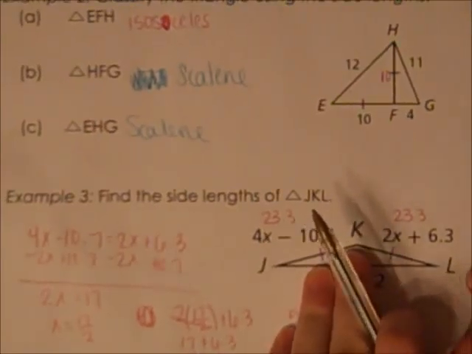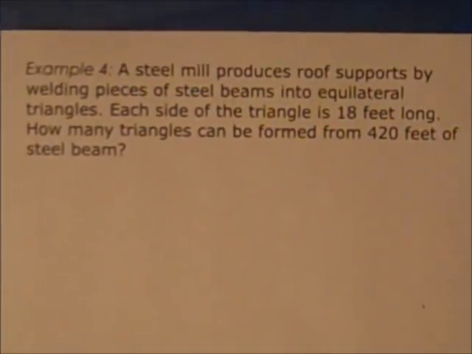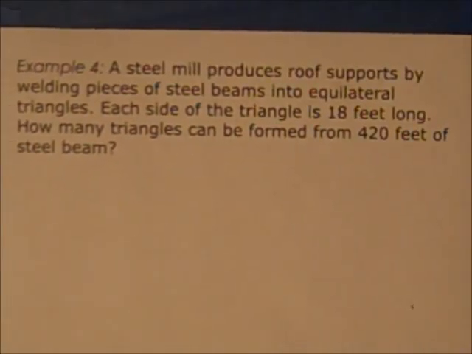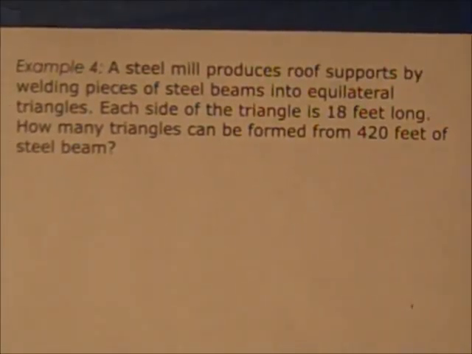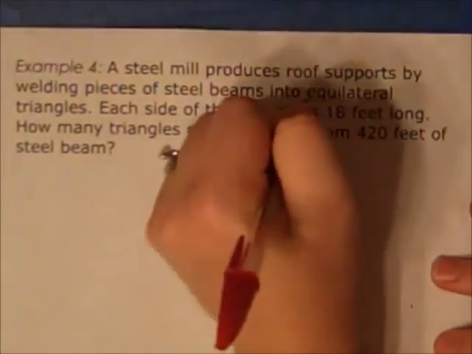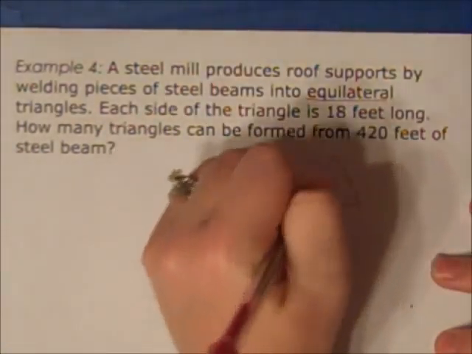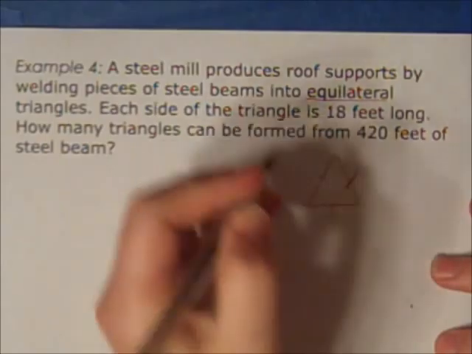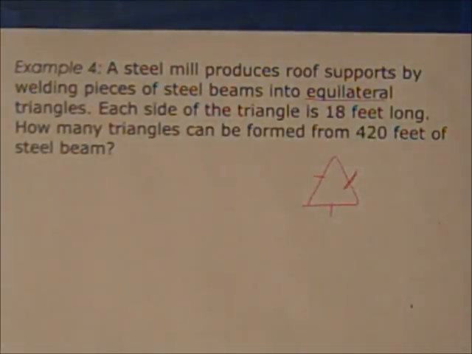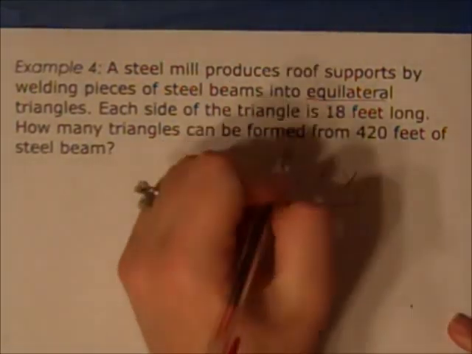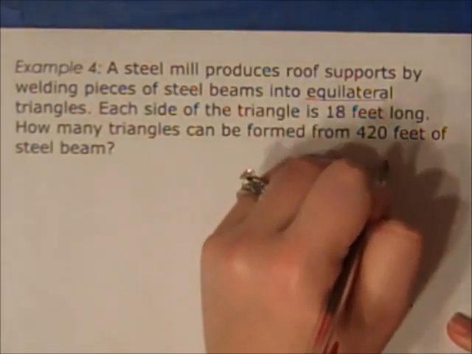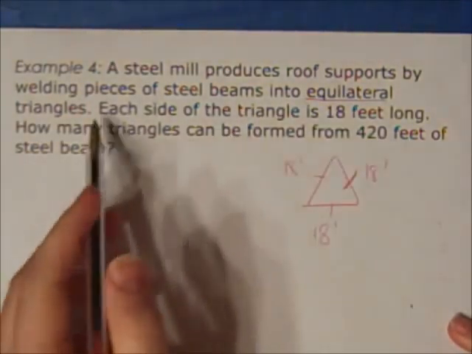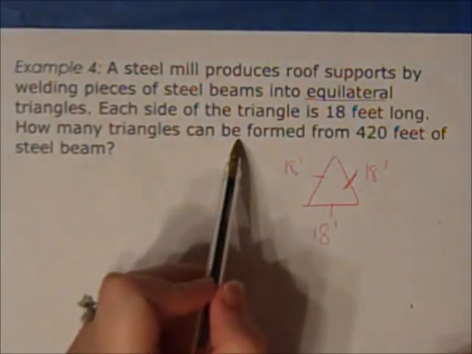Okay, let's go on to the last example here. A steel mill produces roof supports by welding pieces of steel beams into an equilateral triangle. So as soon as I read that, I'm going to draw an equilateral triangle and label it. Each side of the triangle is 18 feet long. How many triangles can be formed from 420 feet of the steel beam?